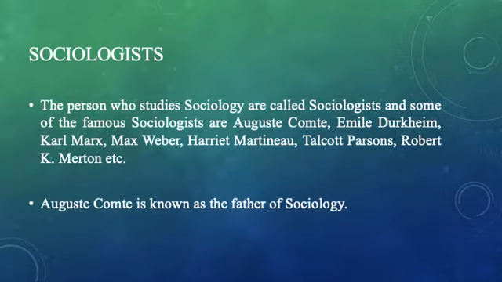So who are sociologists? The persons who study sociology are called sociologists, and some of the famous sociologists are Auguste Comte, Emile Durkheim, Karl Marx, Max Weber, Harriet Martineau, Talcott Parsons, Robert K. Merton, etc. And Auguste Comte is known as the father of sociology. In competitive exams there are also questions like who is known as the father of sociology. So the answer is Auguste Comte.